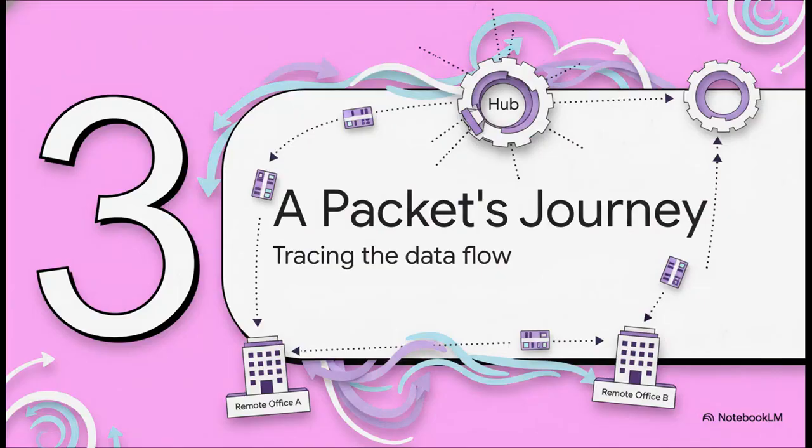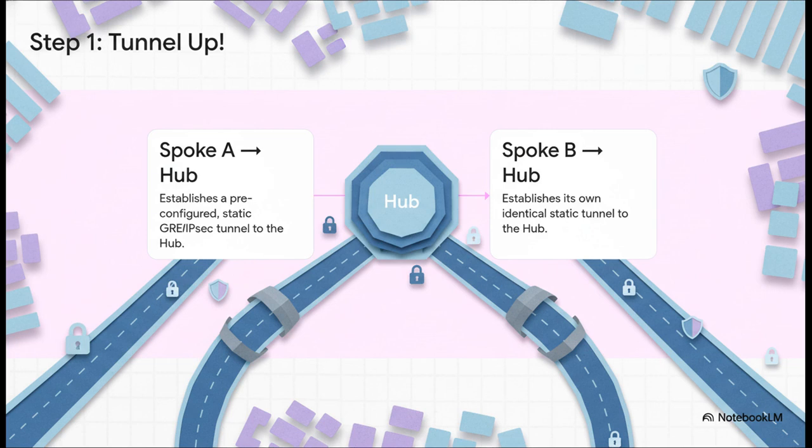So knowing that rule, let's make this way more concrete. We're going to follow a single packet of data on its journey from one remote office to another, step by step. We're going to see exactly how this whole hub and spoke thing works in the real world. You know, the journey actually starts before any data is even sent. The first thing that has to happen is each spoke has to build a permanent, secure tunnel directly to the hub. Think of it like its own private, dedicated highway. So Spoke A builds its highway to the hub, and Spoke B builds its own separate highway to the hub. These are static, they're pre-configured, and they're pretty much always on.